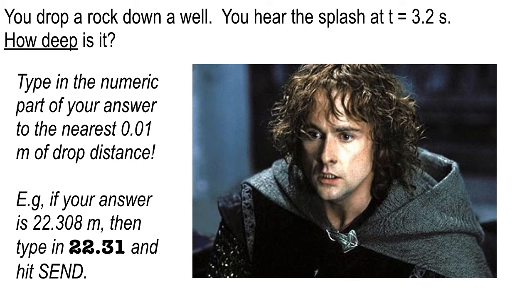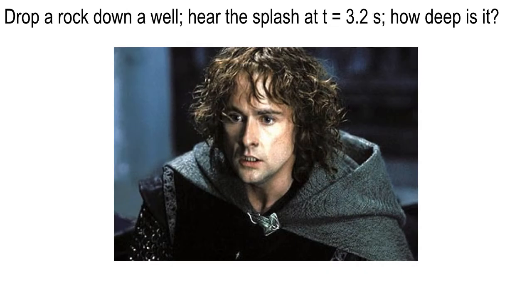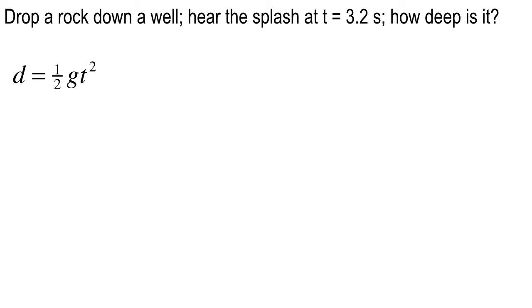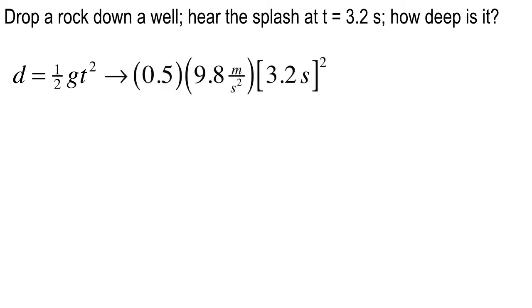All right, so let's review that calculation. Can you go to the laptop now? Thank you. There's your drop distance formula, and you just put the numbers in. Here's your plug-in step: 1/2, that's 0.5, and then good old 9.8 meters per second squared, and then in square brackets, 3.2 quantity squared. Make sure you have that written carefully, because that can trip you up too.